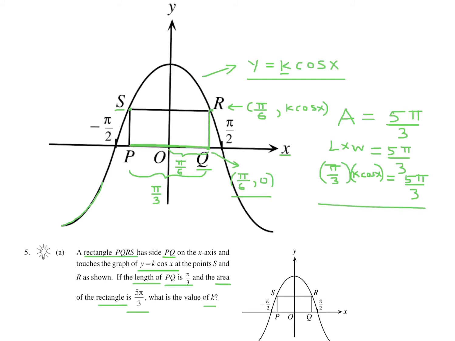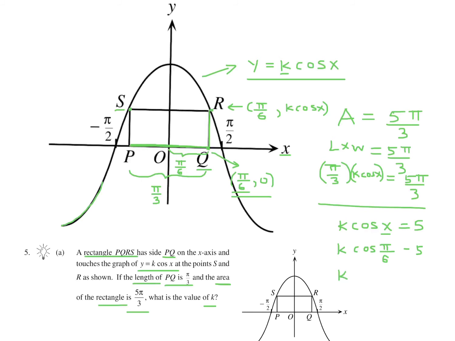So let's figure this out now. Let's solve for this. I think the pi's cancel, and so do the 3's. So all you get left with, I believe, is k cos x is equal to 5. But the good news is that x we know. At point R, the value of x is pi over 6. So we can substitute that in there. k cos pi over 6 is equal to 5.